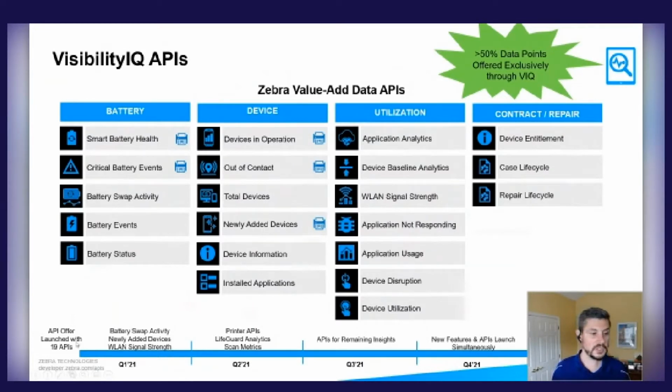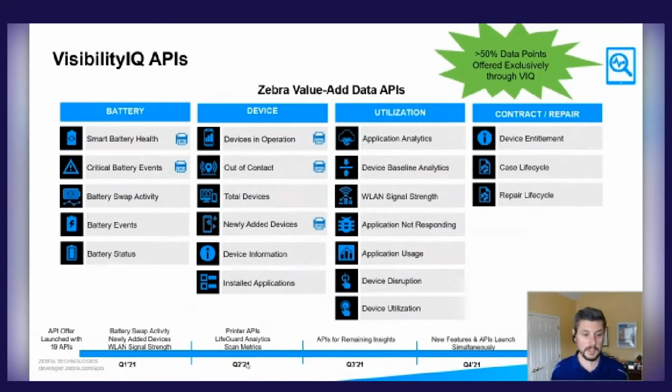But on this one, I'm not going to go deep into each of these, just so you can see, back in December, we launched 19 APIs. In Q1, we offered these 3 in the mobile computing space. This quarter, we have already launched those 5 APIs with printer support. And then later this quarter, we are launching the capability to be able to view by device what OS version is on the device, and then if there are available updates through that LifeGuard offer.